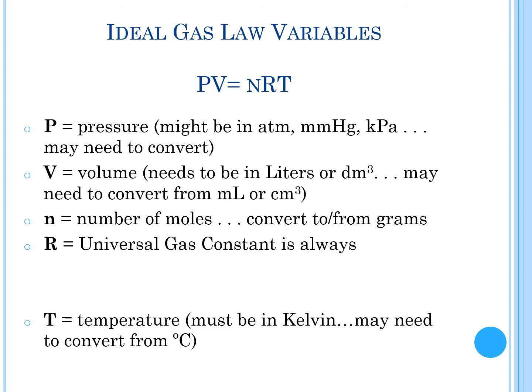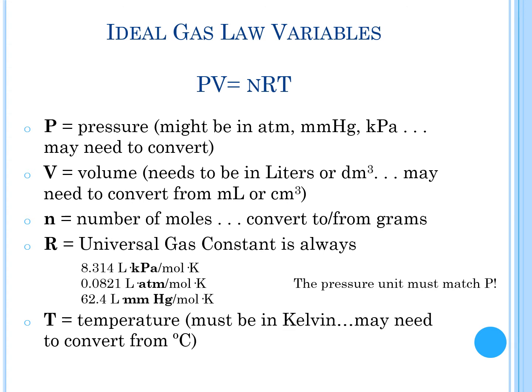R is our universal gas constant, and it is going to vary based on what pressure unit you use. So just make sure whatever unit you are using for your pressure matches your unit up top and then in R. And finally, temperature needs to be in Kelvin. And remember that Kelvin conversion is to add 273 to any Celsius value.